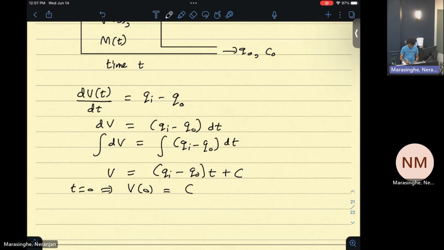So I know the initial condition. V naught is going to be equal to C. So Vt is going to be equal to Qi minus Q naught t plus V naught. This is the volume of this tank at time t.